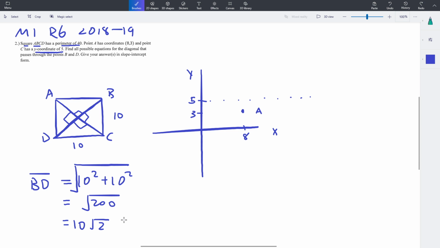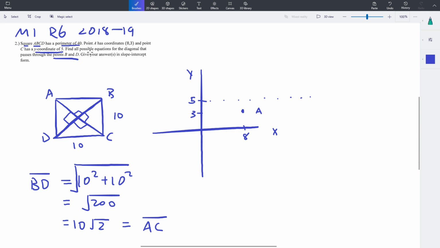Alright, so at this point, we need to basically just find where C could possibly be. And to do that, we can notice that A and C, what is the length there? We just figured it out, and this is also equal to the length of AC. Alright, so the length of this diagonal, basically, well, I guess I haven't finished reading the problem yet. That's important. Find all possible equations for the diagonal that passes through the points B and D.